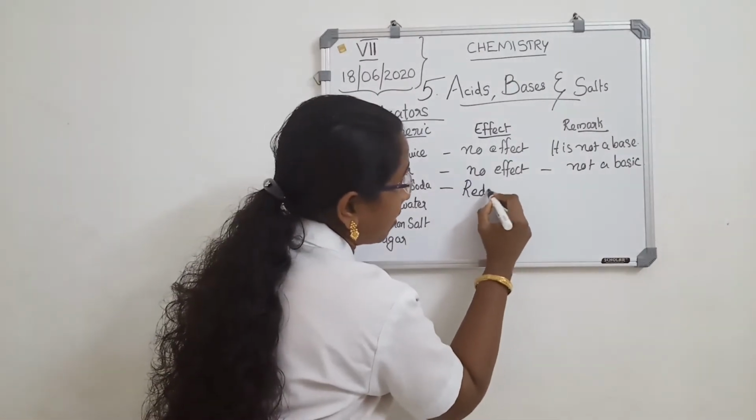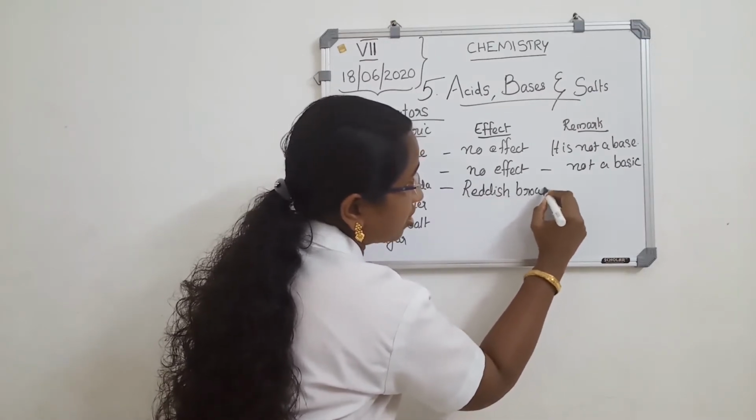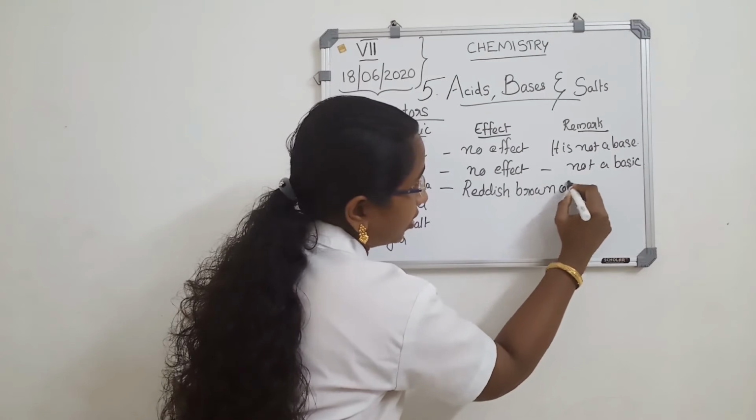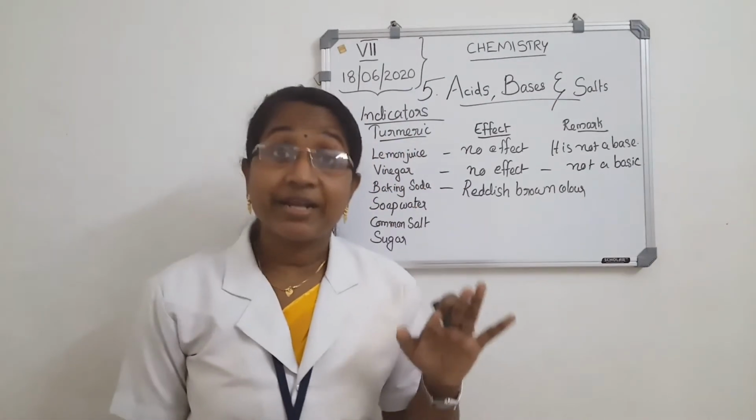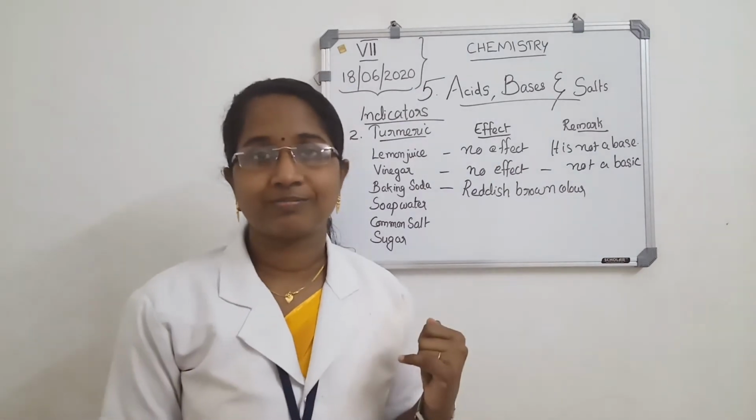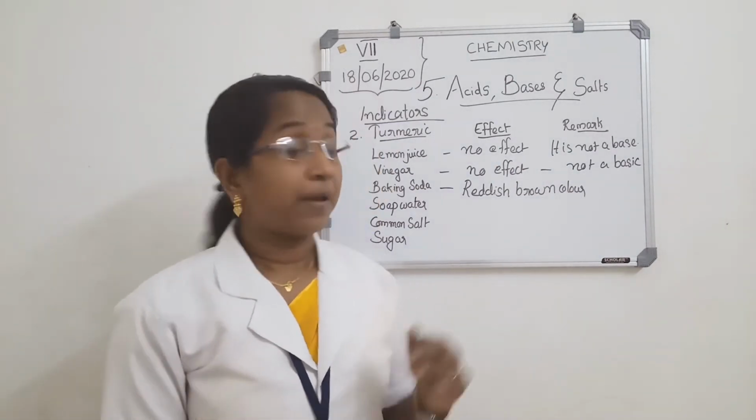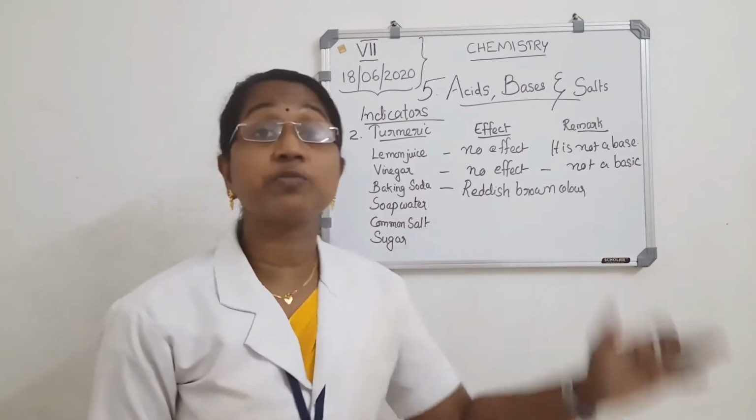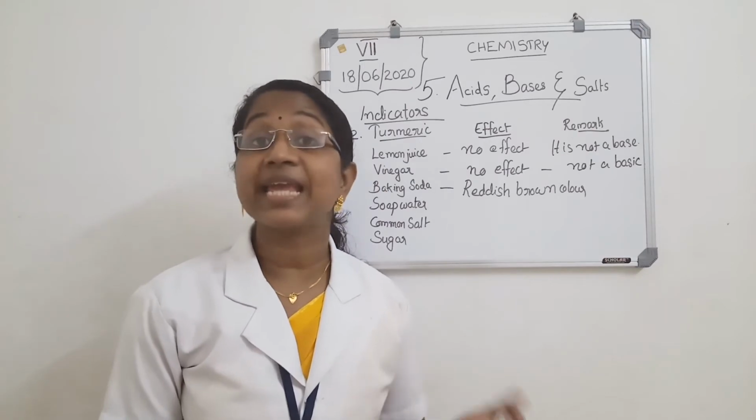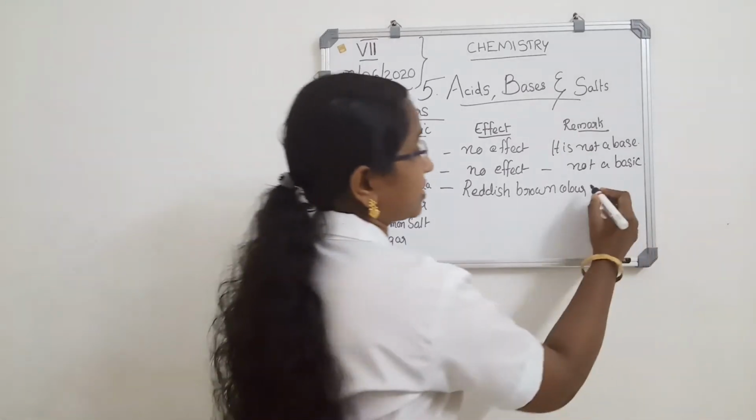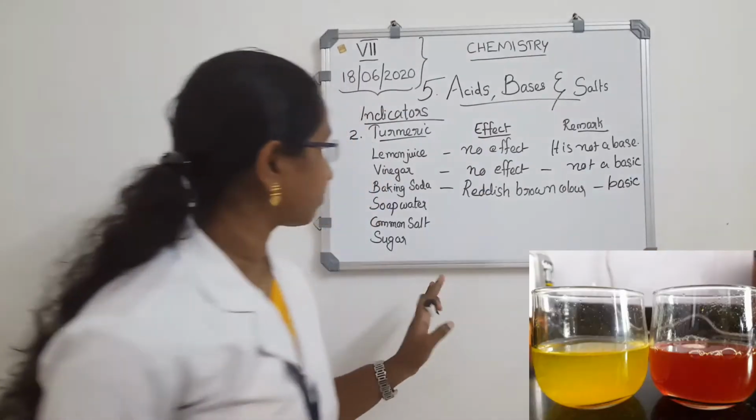Reddish brown color. Change it to reddish brown color. That means it is a basic substance. Baking soda shows reddish brown color on turmeric paper. That means it is a basic substance.